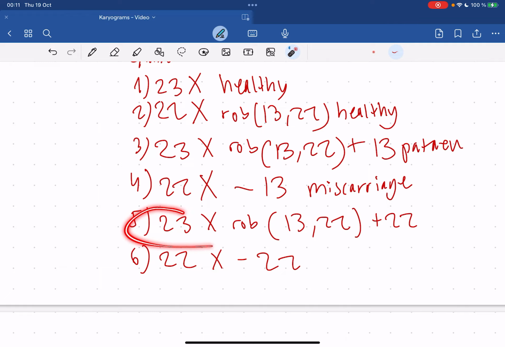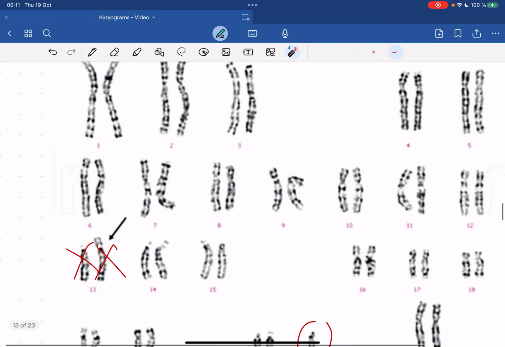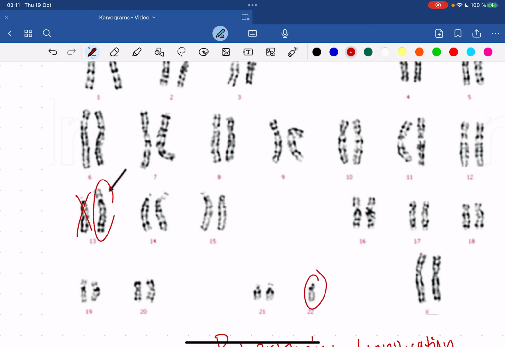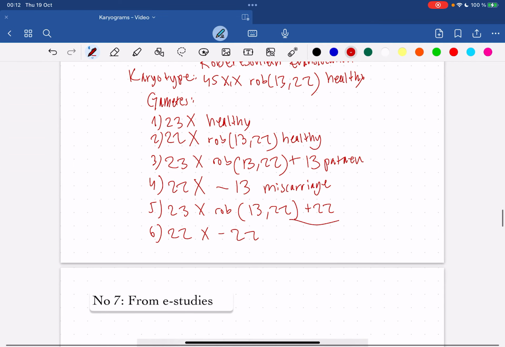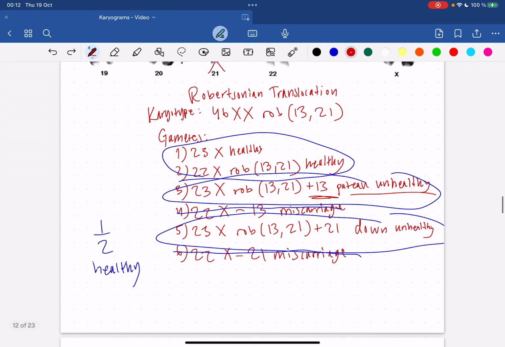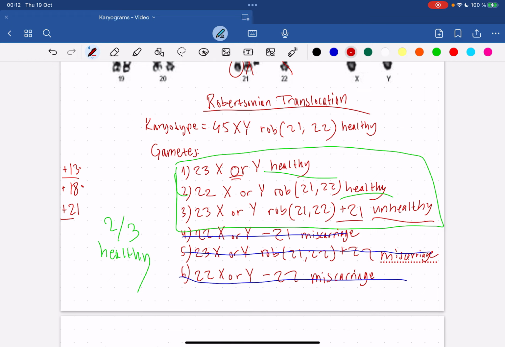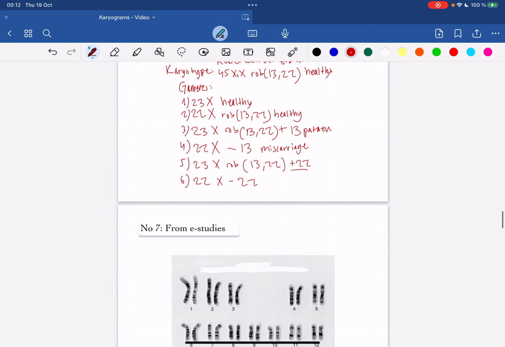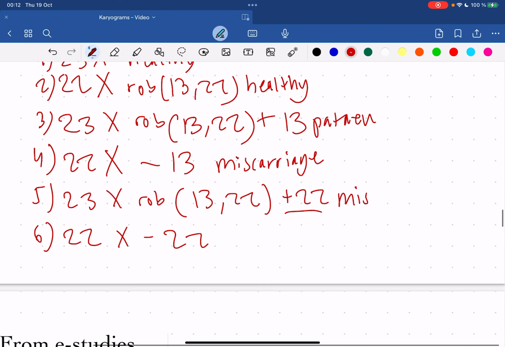So in our case right here, that would look something like this. We're picking these 2. And why is it an additional 22? That's because we have a 22 here, and we have technically a 22 up top there, and just 13. However, is this still viable for life? Remember, the only viable for life ones are 13, 18, and 21. This one's 22. So in our case, this one will be a miscarriage.